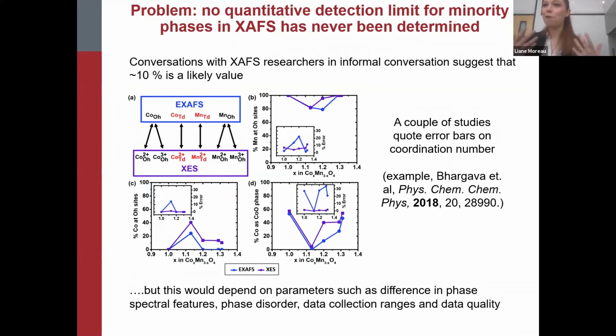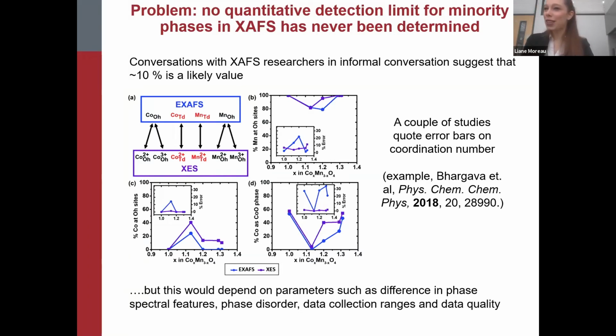Now, unfortunately, informal conversations are not a systematic study and not something that we can cite. So we couldn't say in the nanoparticle and COF paper, there may be up to 10% incorporation of a higher oxide. That number could be higher, that number could be lower. We don't know. There are some studies that quote error bars on coordination number as being how we can determine whether or not a secondary phase has been incorporated.